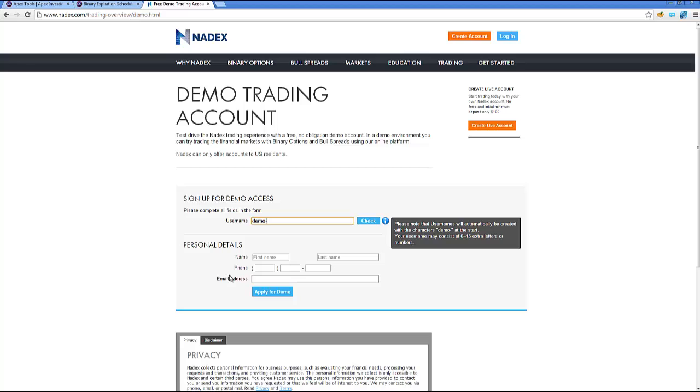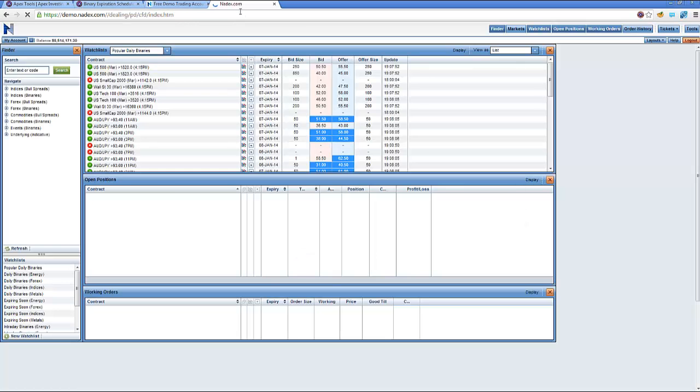It's going to have your password, and you'll be able to log in to your account. Okay? Once you log in, this is what you'll see. You'll have $25,000 of funding money to play with and do whatever with there.